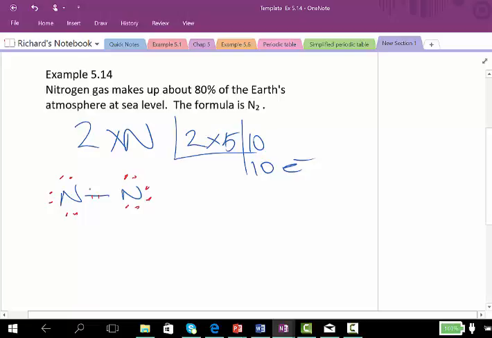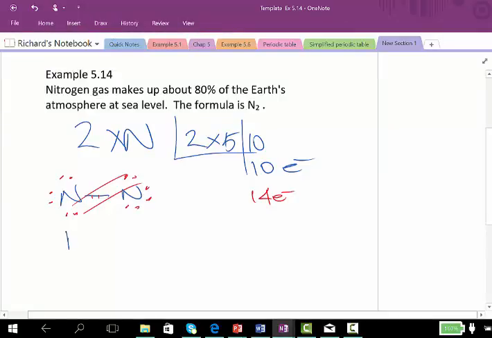Now, we have to count up how many dots we put down. How many electron dots do we have in our Lewis electron dot diagram? And we actually have 14. That's 4 too many. We're only allowed 10 electrons. So this cannot be a correct structure. It's a trial structure. So I'm going to do another one.